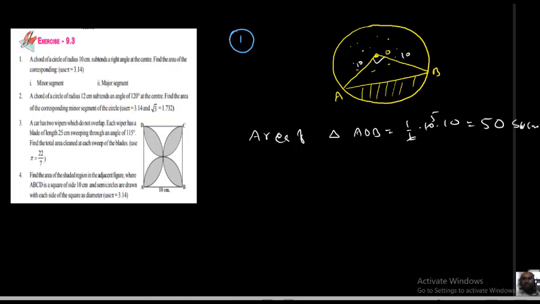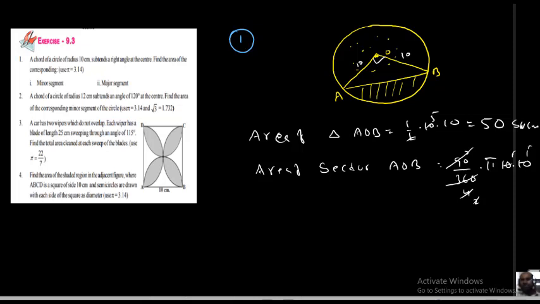Here is the sector. Which sector? AOB only, the minor sector. Area equals 90 degrees by 360 into pi r square. r square means 10 square, 10 into 10. 90 by 360 is 1 by 4, so 100 by 4 is 25. 25 into pi.